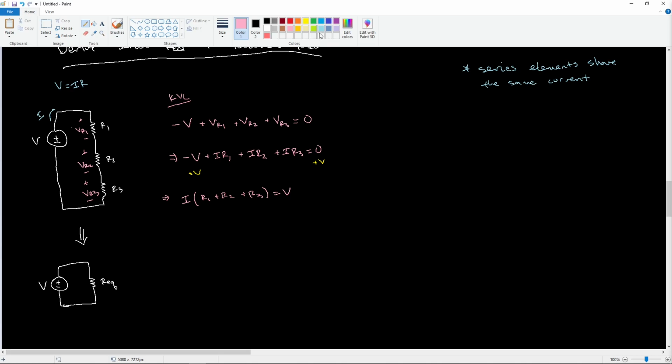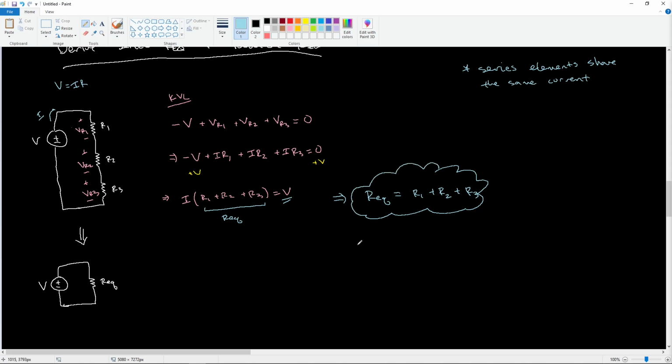This looks a lot like something that we know. It looks a lot like Ohm's law, where voltage is equal to current times this right here, which is our equivalent resistance. And so we get right here that our equivalent resistance, Req, is equal to R1 plus R2 plus R3, the sum of the resistances in series. This is huge.